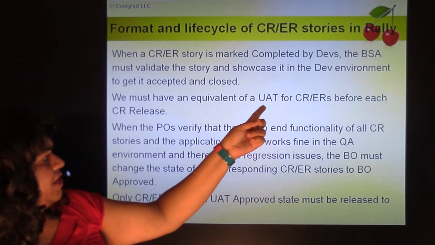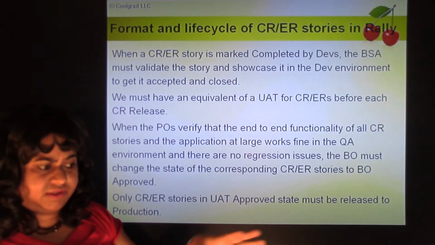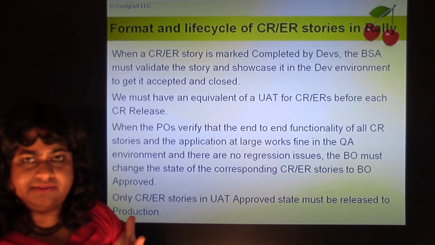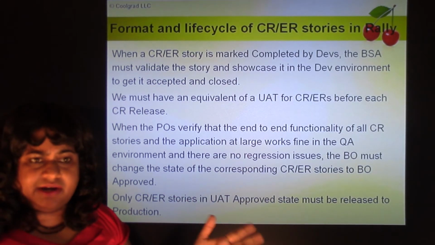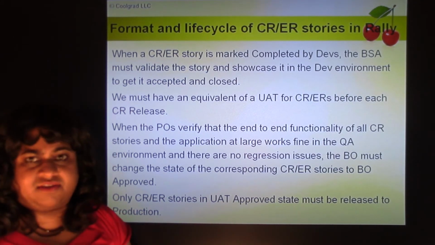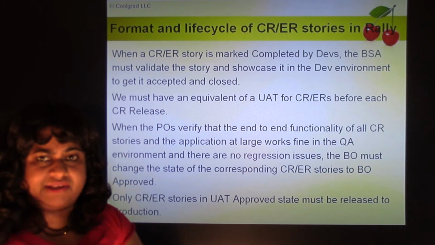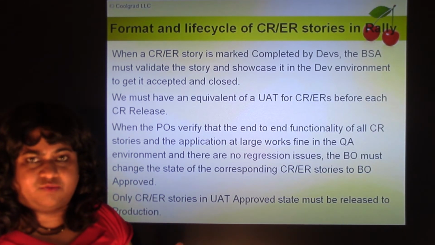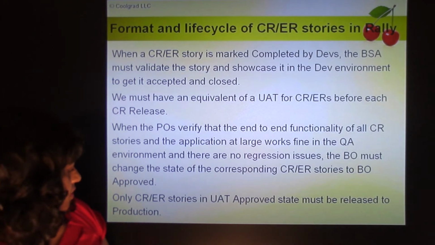So we must have the equivalent of a UAT for CRs and ERs before each CR release. So all these CR user stories must be developed, tested, and then they must go through the equivalent of a UAT, user acceptance testing. So they go through all that, and only once in a quarter we deploy all these changes to production. So you can't deploy every change request story to production as and when it's done. It has to be done as part of an aggregate release, which is done every quarter, typically.